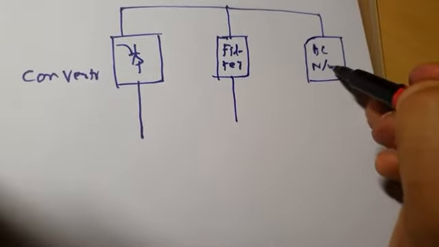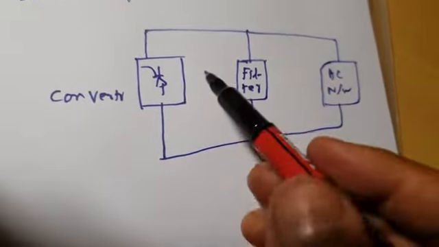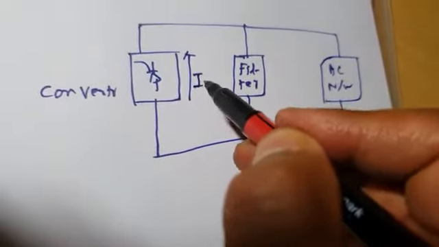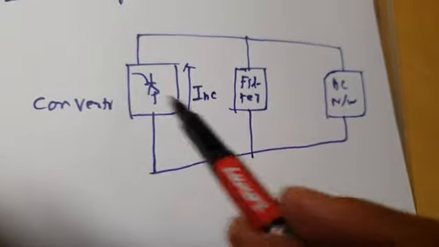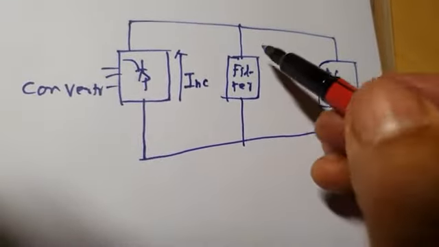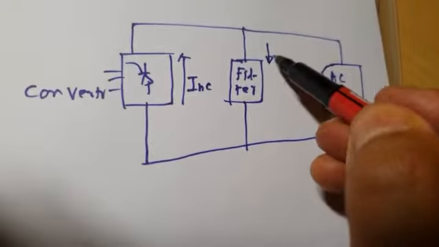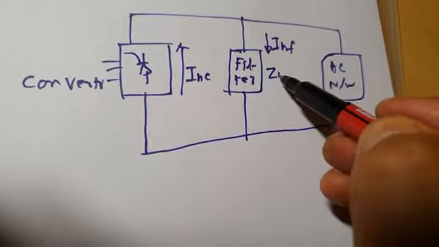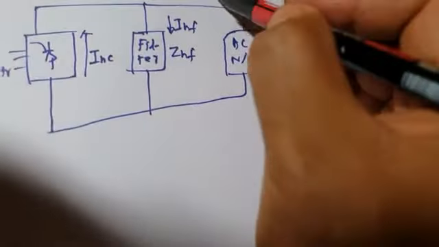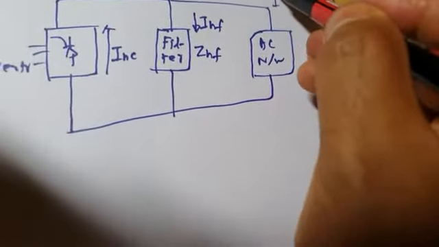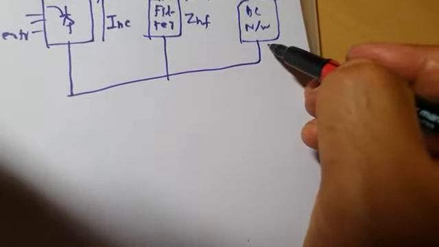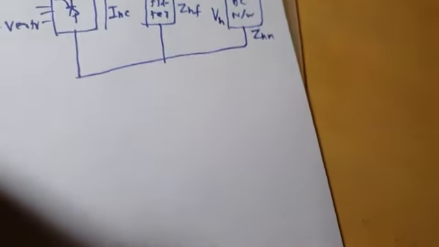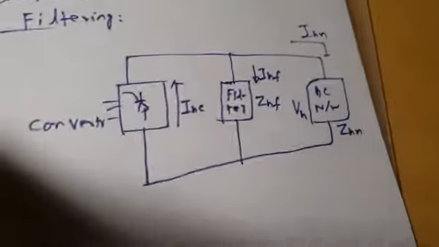AC network. They are connected in parallel. Let us suppose the current drawn by the converter is IHC, the harmonic component of current drawn by the converter. Let us suppose the current flowing through the filter is IHF, and the filter impedance is ZHF. And let us suppose the current going into the AC network is IHN, and the AC network impedance is ZHN, and the AC network voltage is VH. Okay, and this is the voltage.